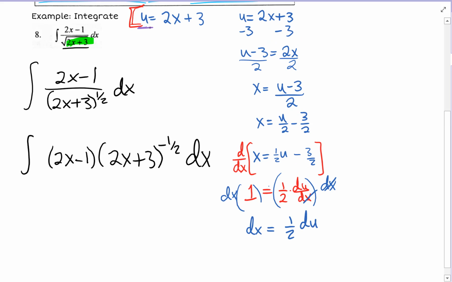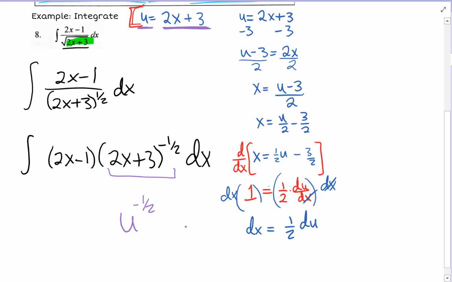Now we're going to do the step that substitutes u expressions for x expressions in the integral. Remember that u equals 2x plus 3. All right, we have u to the negative 1/2. Can I put u here? No. u is 2x plus 3. This is 2x minus 1. We will have to write x in terms of u, right? That's what we're doing. We're writing x in terms of u.